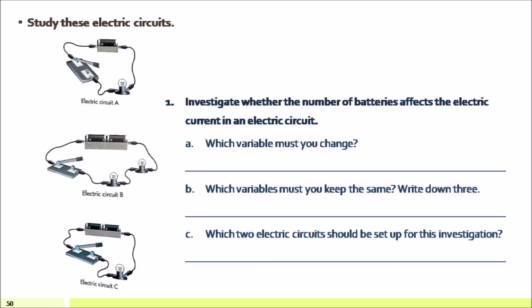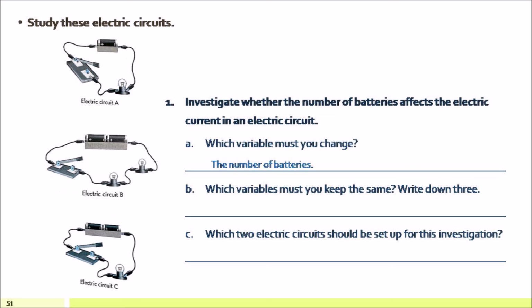Okay, you're going to be looking at the same 3 circuits listed on the left side, A, B, and C, but this time you're going to investigate whether the number of batteries affects the electric current in an electric circuit. Number A, which variable must you change? You are on a roll. Yes, the number of batteries is correct.